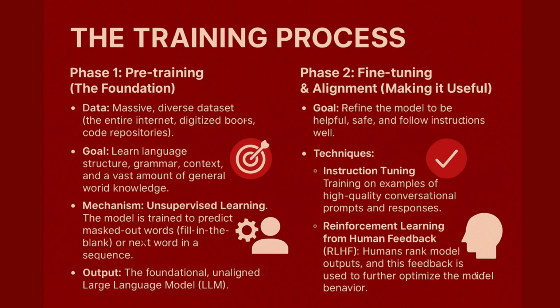Phase 2 is the fine-tuning and alignment, making it more useful. This phase refines the foundational model with the goal of making it helpful, safe, and good at following instructions. This requires supervised learning and human intervention utilizing two main techniques. First is instruction tuning, training the model on thousands of high-quality examples of conversational prompts and ideal responses. And the second step is reinforcement learning from human feedback, that is, humans rank different model outputs for the same prompt, and this feedback is used to further optimize and align the model's behavior to human values and expectations. So this two-step process transforms a basic prediction engine into a highly capable and functional AI assistant.